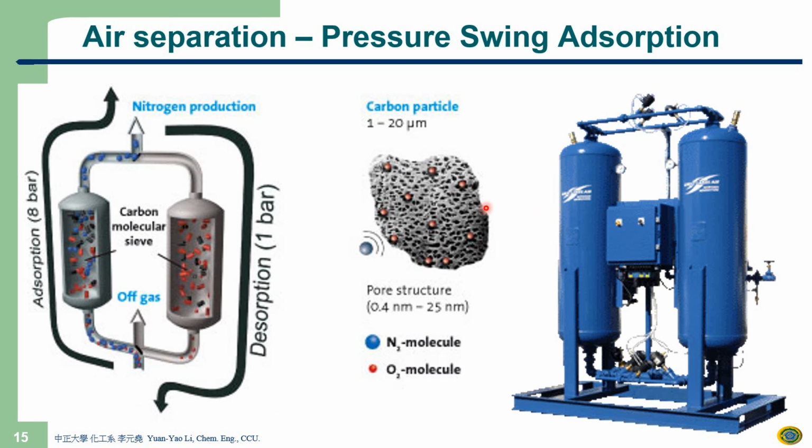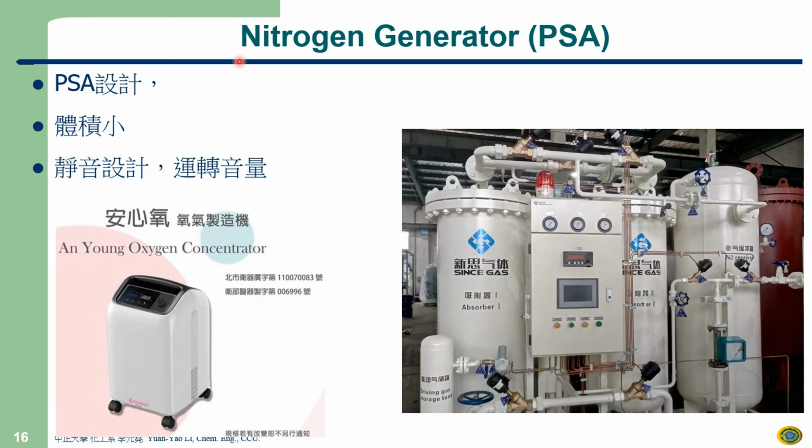Okay, so this is air separation. So you can get more pure oxygen, or you can get more pure nitrogen. Right, so this is already commercialized. You can have an industrial scale, or you can have a family scale. For example, you can have this kind of machine at home or in hospital. This is called oxygen generator, oxygen concentrator.